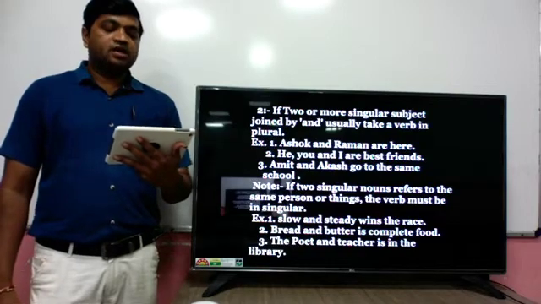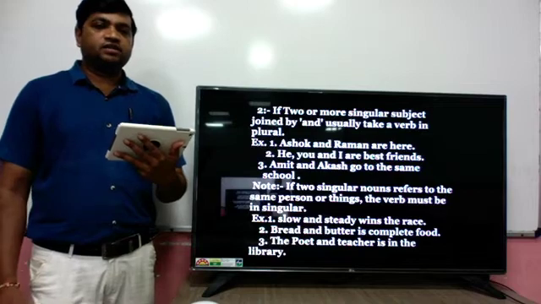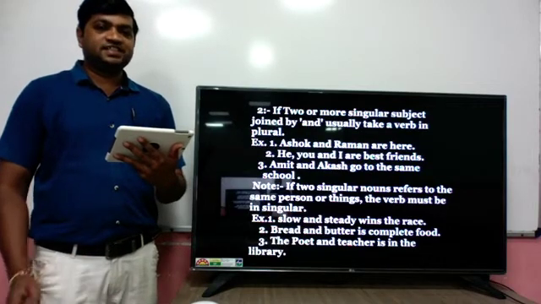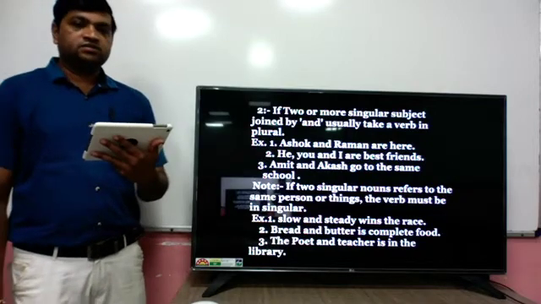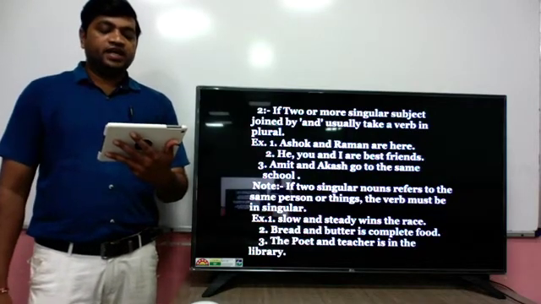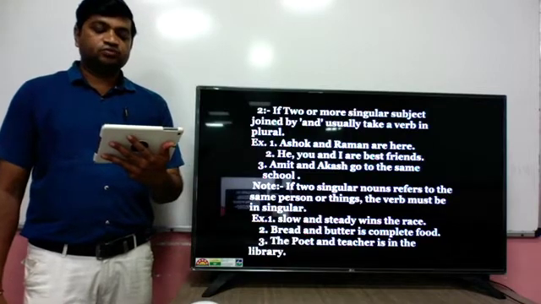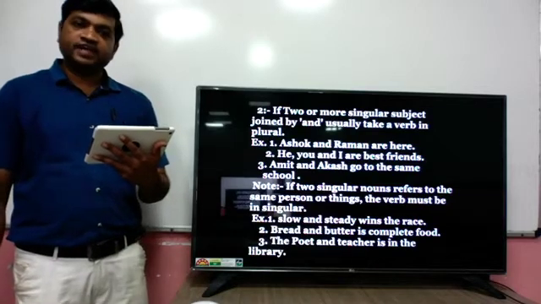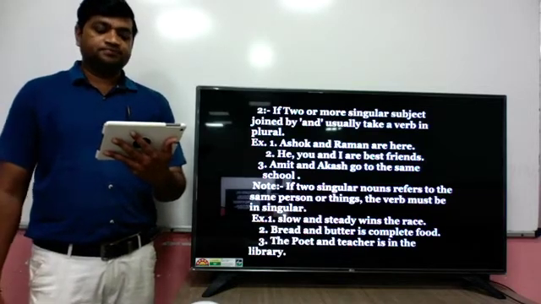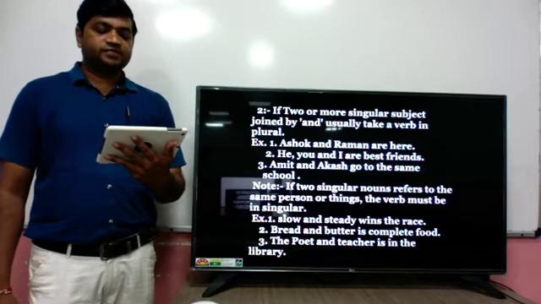For example, Ashok and Raman are here. Ashok and Raman are both joined with and, so they are a plural noun and are agrees with them. He, you and I are the best friends. Here also he, you and I are three subjects joined with and, so they are plural. Amit and Akash go to the same school. Here also the same condition.